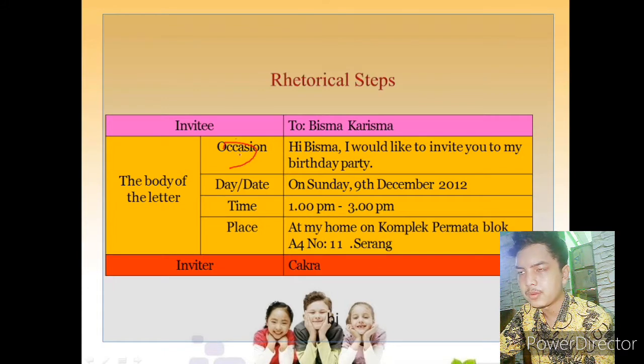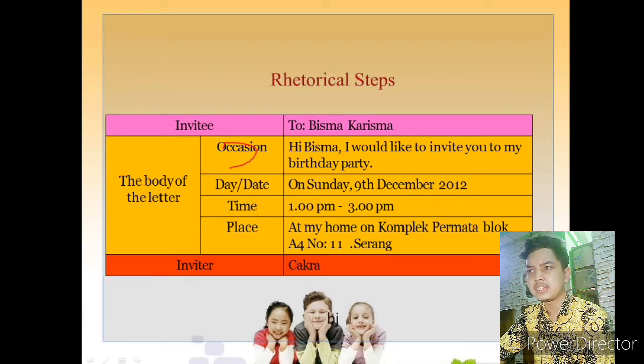Okay, here's occasion, and here is the example of the occasion. Hi Bisma, I would like to invite you to my birthday party. And the second is date. Date on Sunday 9 December 2012. And the last is time. Okay, it's also important to mention the time because to know when the event occurred.